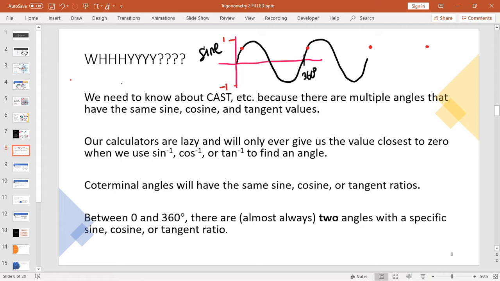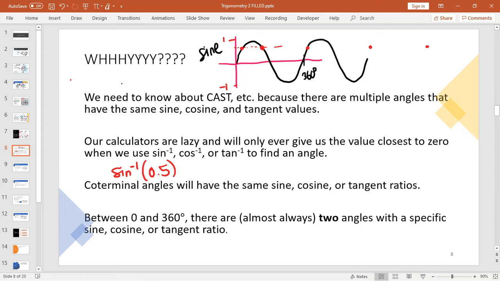However, if you look at the graph, between 0 and 360, yeah, I hit that 0.5 here, but I also hit it on the way down as I spin around that circle. So there's a second angle that has a sine value of 0.5. And our problem is that our calculators, if you were to press sine inverse of 0.5, it will only ever return the angle closest to 0. It won't go find other angles for you, okay?